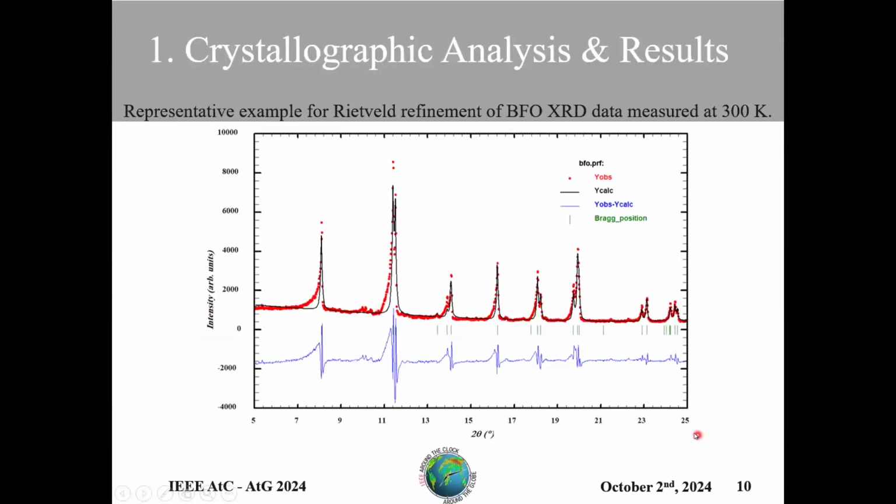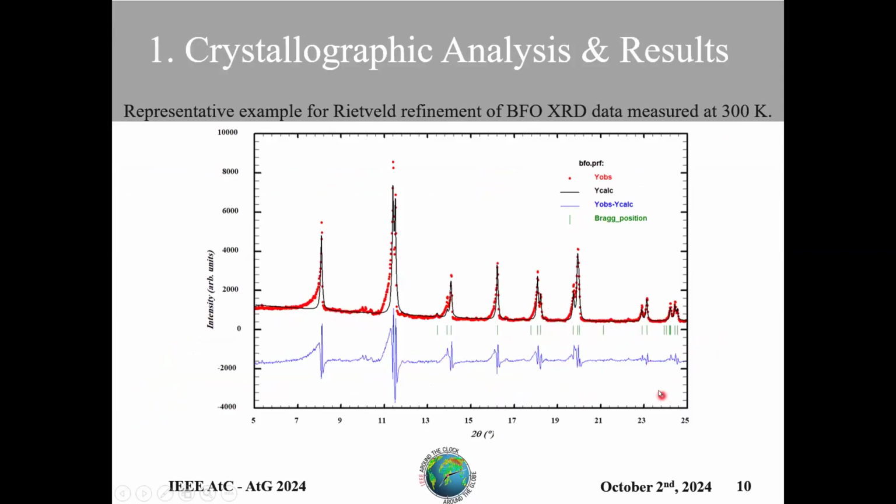Then, the X-ray data was refined using the FullProf program, and here is a representative example of the refinement, where the red color represents the observed or the measured data, while the black color represents the calculated data, and blue is the difference between them. Also, Bragg peak positions are indicated with the green marks.